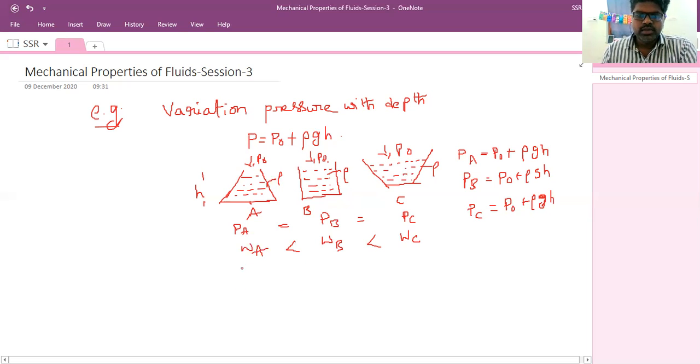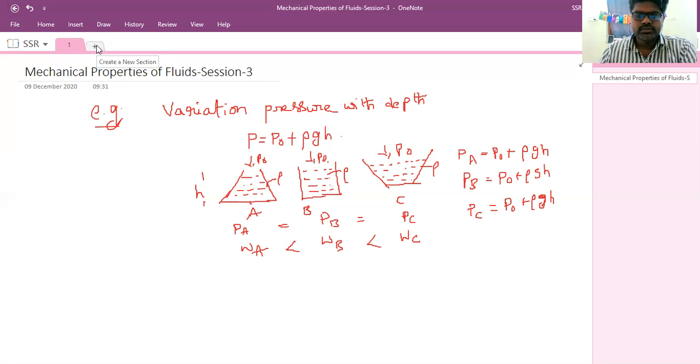Okay. Similarly, irrespective of the shape, it is observed that the shapes of these 3 beakers or tumblers are different, and pressure is independent of the shape of the containers also. It depends only on density, acceleration due to gravity, and height. Okay, right.